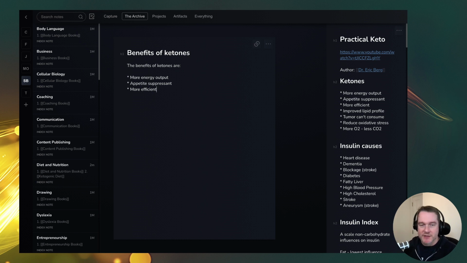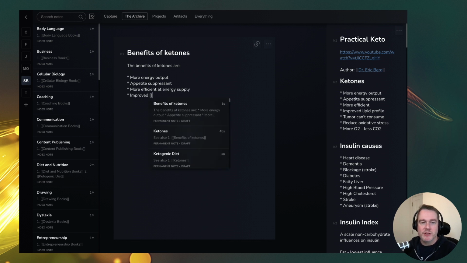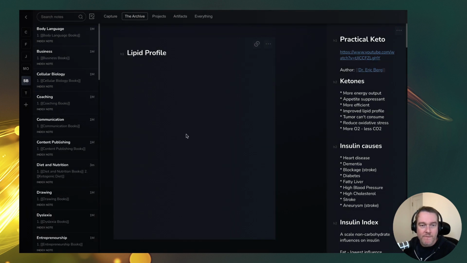I'd probably have to refer back to, but I think it was at energy supply. Then we've got improved lipid profile. I just want to pull that out actually, because I feel that's something that should be isolated in its own right. Just create the placeholder there.